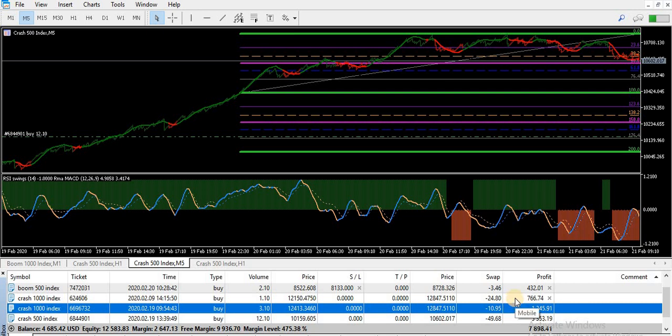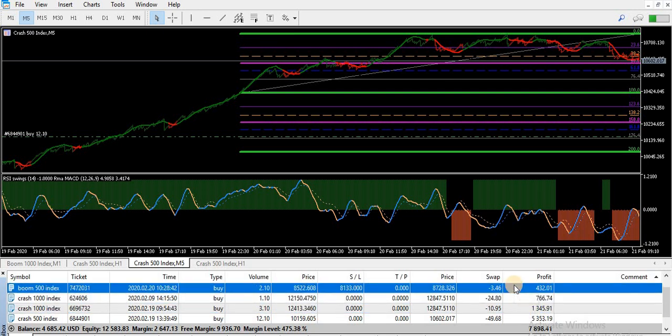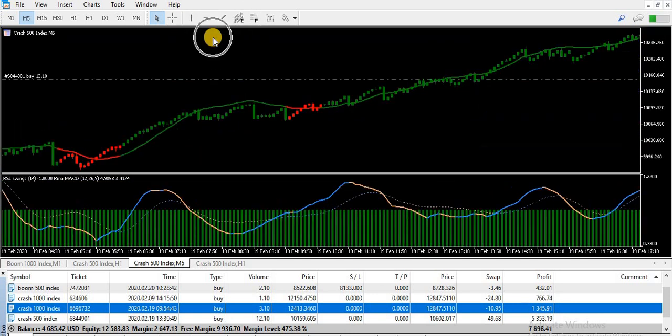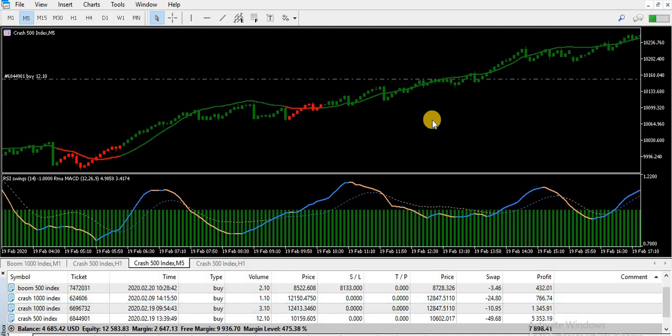Look here, the Crash and Boom trades are running in profit. So this is a very easy and accurate system. Our team developers developed a good and awesome thing. You guys will enjoy this system. Very easy to use and very accurate.